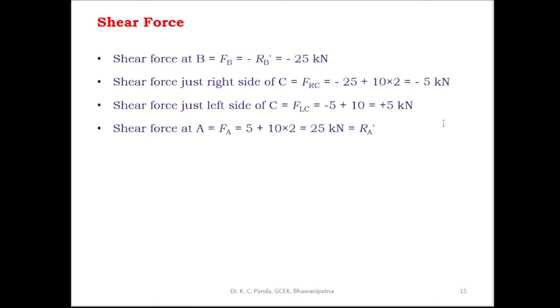Then find out the shear force at A. What is the UDL present between A and C? The UDL present between A and C is 10 into 2. So the shear force at A is equal to 25 kilonewton, and that is equal to R_A dash. So this is the shear force value at different positions.